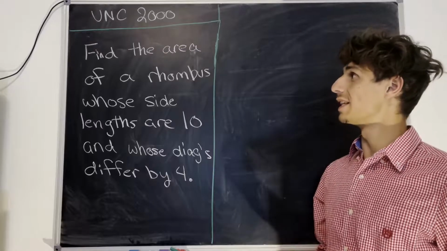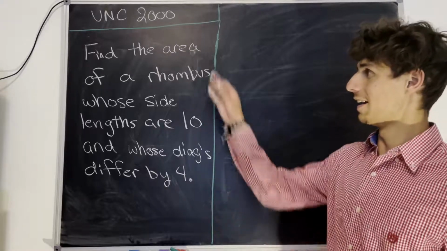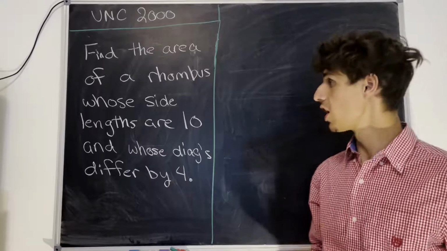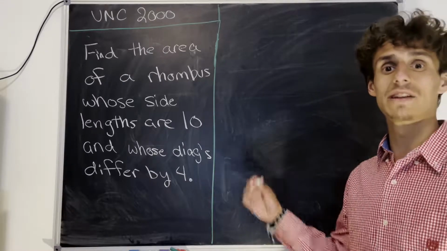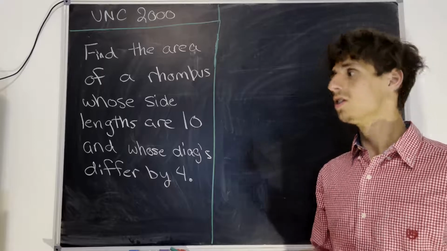Here I have a problem from the UNC 2000 math contest, and it asks us to find the area of a rhombus whose side lengths are 10 and whose diagonals differ by 4. So let's jump into the solution.